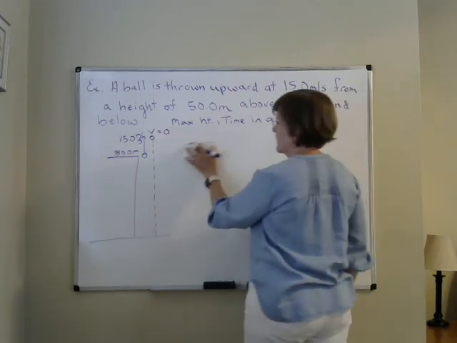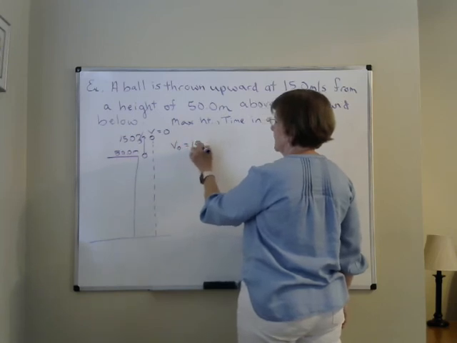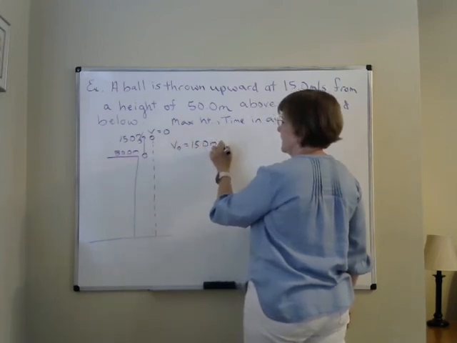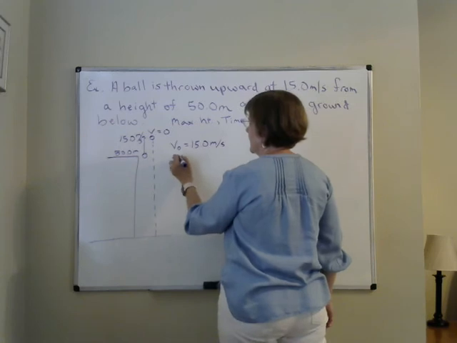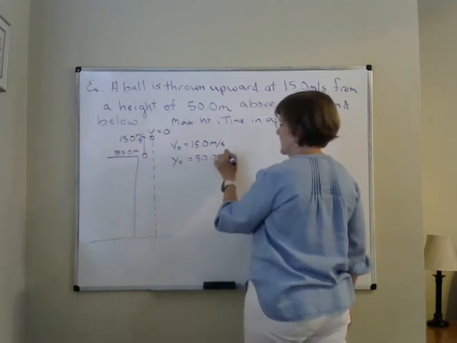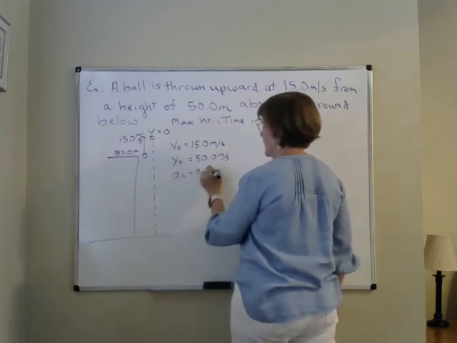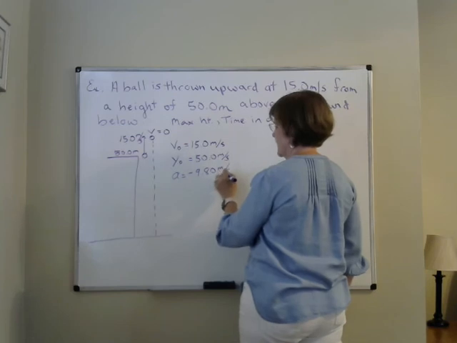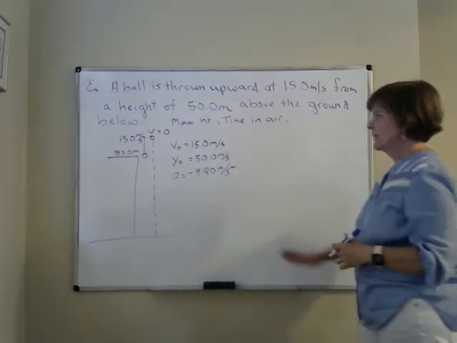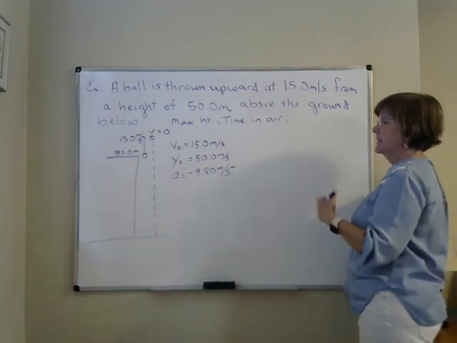Okay, let's write down our knowns. We know V0 is 15 meters per second. We know Y0 is 50 meters. And we know acceleration is negative 9.80 meters per second squared. There's our given information. At the maximum height, V is 0.